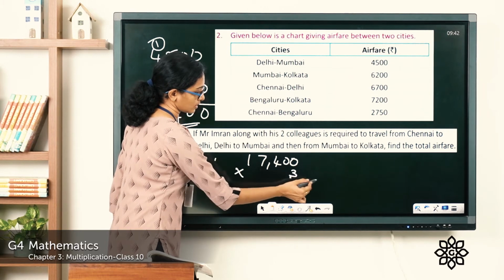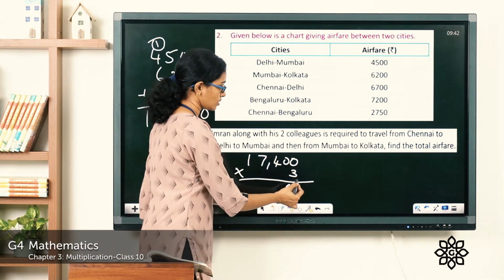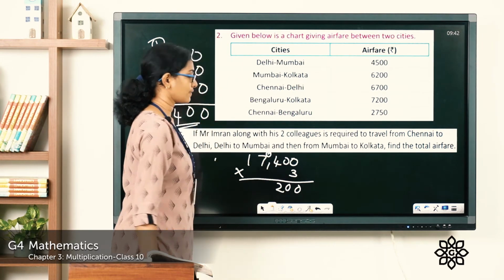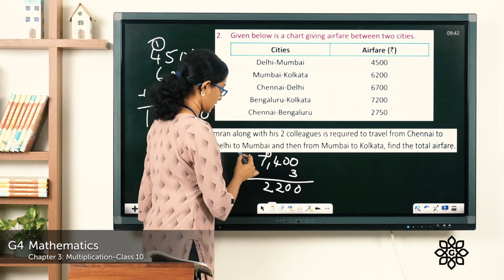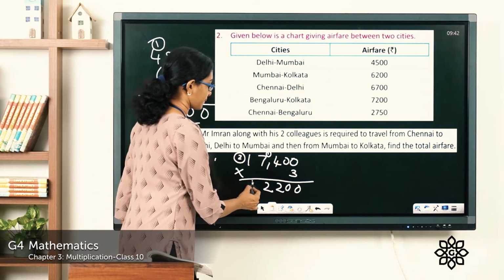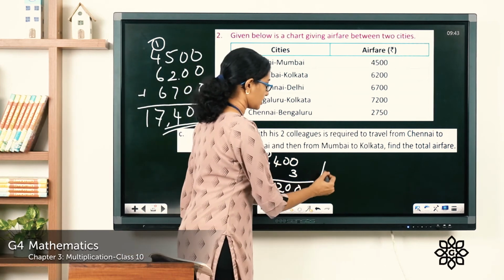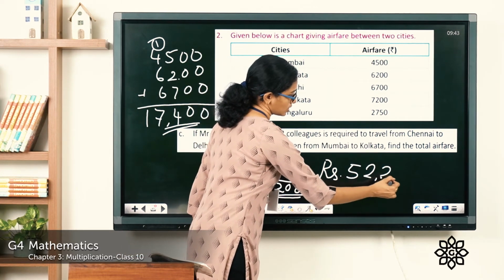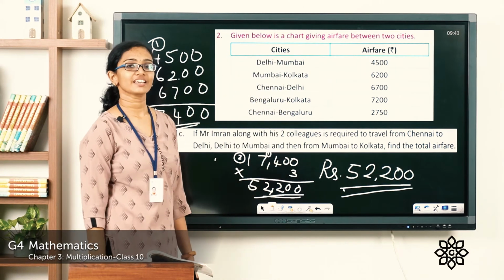into 3, right? So 3 into 0, 0, 3 into 0, 0, 3 into 4, it's 12, a carry over 1, 3 into 7, 21 plus 1, it's 22, a carry over 2, 3 into 1, 3 plus 2, it's 5. Inserting comma, the total airfare would be equal to rupees 52,200. I hope this is clear to you.